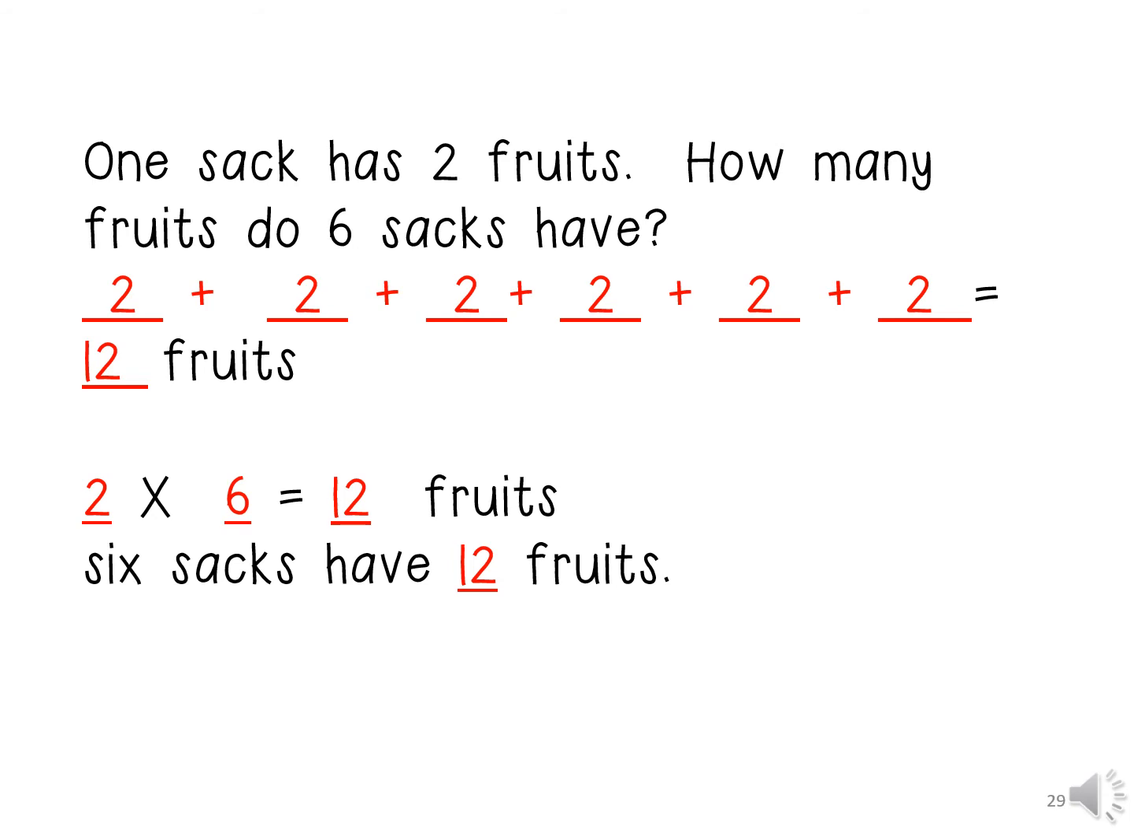Now at the bottom, we have to say 2 times 6, which is equal to 12 fruits. The reason why we put 2 is because we have 2 fruits in each sack. And there we say times 6 because we have 6 sacks altogether. So we can say 6 sacks have 12 fruits.